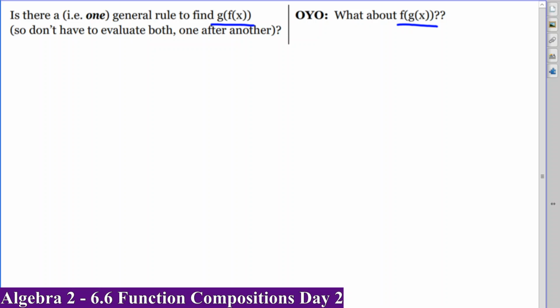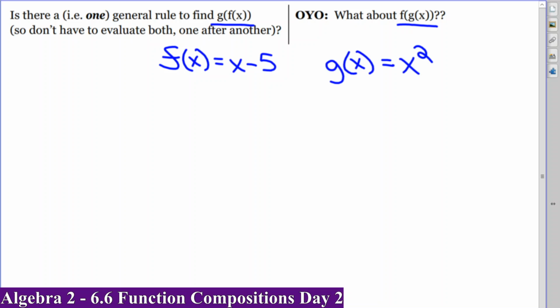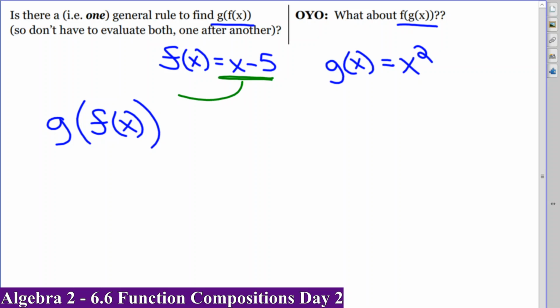Remember, if f of x is equal to x minus 5, and g of x is equal to x squared, then what we're going to do for g of f of x is simply take x minus 5 and substitute it in for f of x. So we're going to get g of x minus 5.